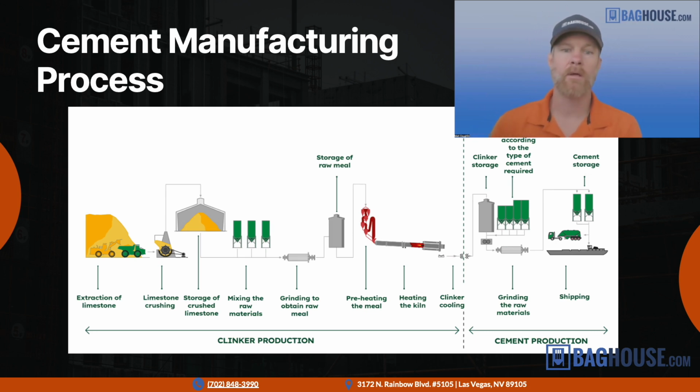So you can see from limestone extraction, crushing, through raw meal preparation, preheating, kiln processing, clinker cooling, final grinding and sizing, and then packaging and shipping, right? So which part of the process are you focused on? If you're primarily concerned with the loadout and packaging and shipping, then it's good to know what those transfer points in your part of the process are.